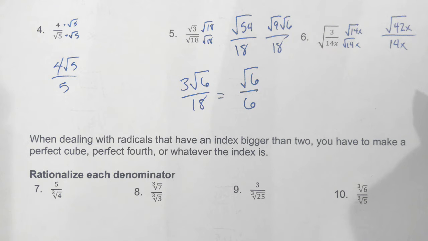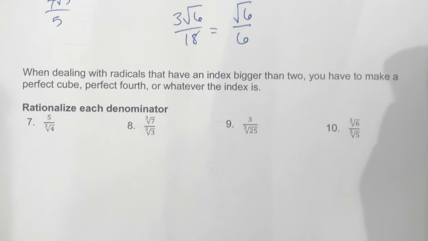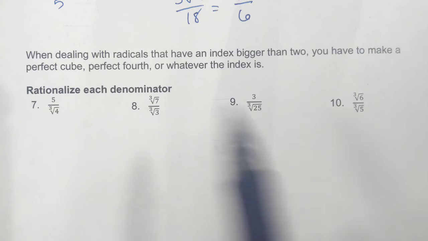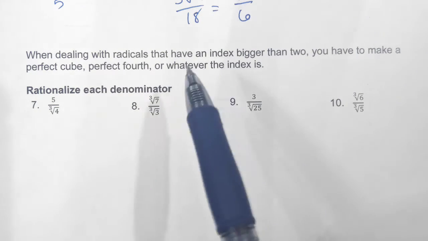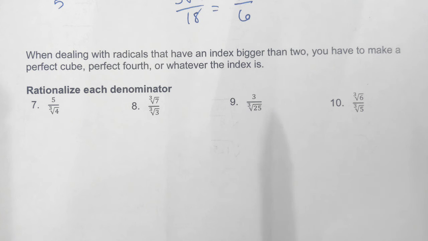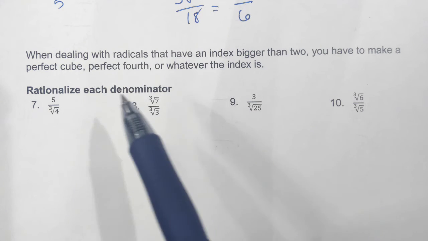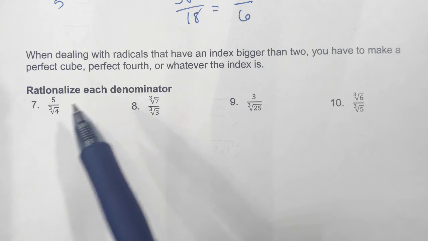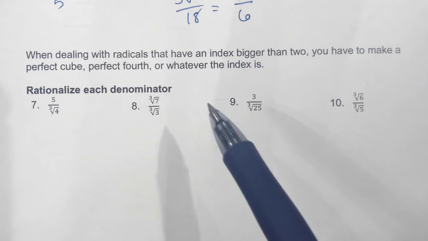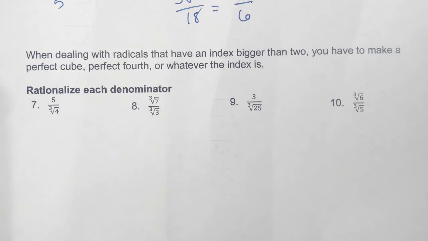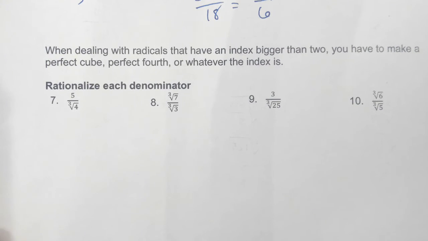Fun. Okay. Now we get to the bottom section, and these ones can be a little bit tougher. What we're doing up top is we're not just multiplying by itself. What we're doing is we're making perfect squares. So down here, when we're dealing with perfect cubes or perfect fourths, you have to make a perfect cube or a perfect fourth or whatever the index is.